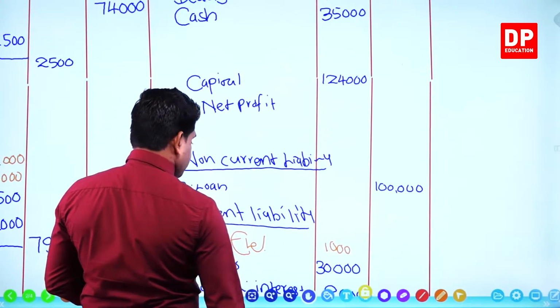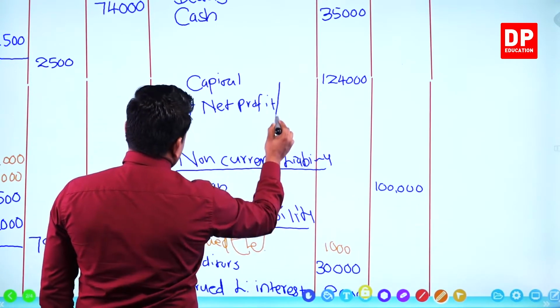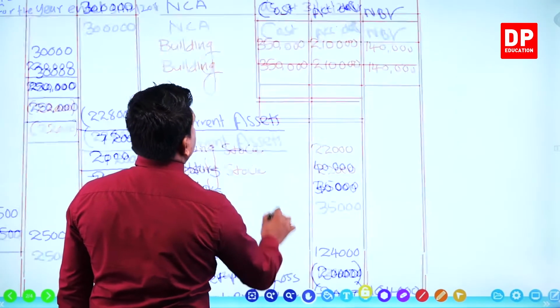Okay, now you bring this value to the capital area. Here we have written net profit. It should be net what? Loss. How much? 20,000, within brackets. Why? Because it is a loss. You have to deduct, then 104,000. Right? Now we move to the above details.